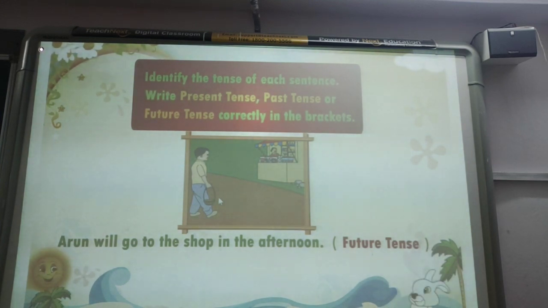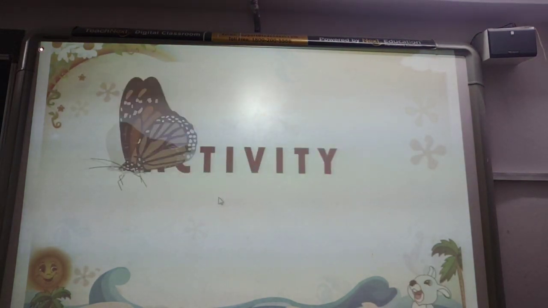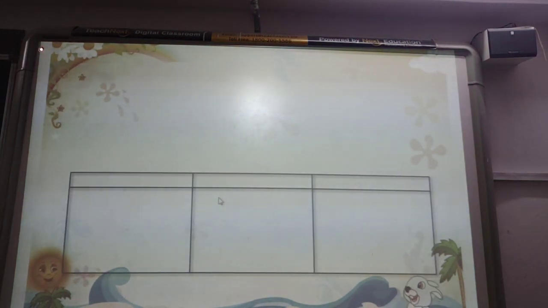Rainbow, now that you know how to identify the tenses, let us do an activity. There are 3 boxes. They are marked as present tense, past tense, future tense. Put the given sentences in suitable boxes.